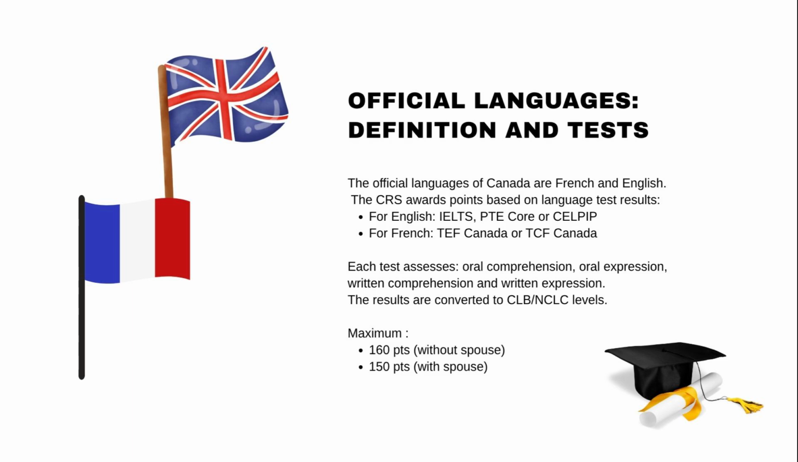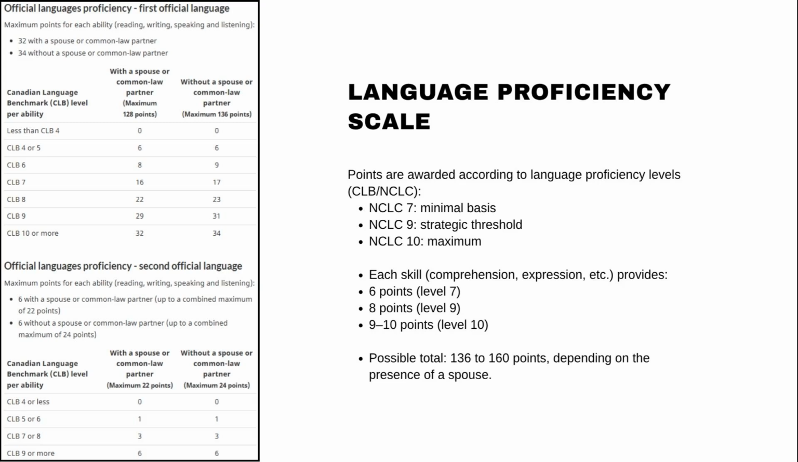For English, IELTS or CELPIP. For French, the TEF or TCF Canada. These tests evaluate your abilities in 4 areas: comprehension and expression, oral and written. Your results will be converted into CLB or NCLC levels. The higher your level, the more points you earn, and more importantly, the more hidden bonuses you activate in the CRS. Here's how points are distributed according to your language level.